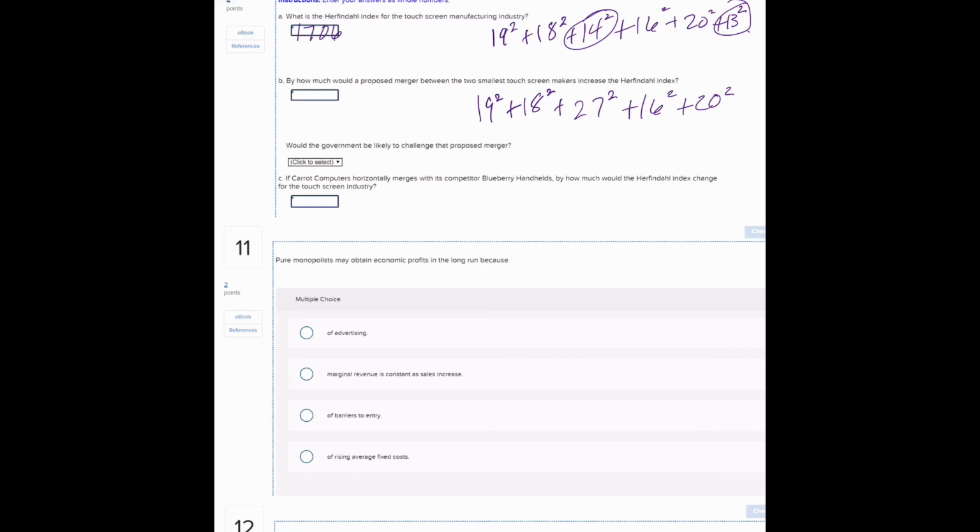And now we're going to have a change in value that brings us up to 2070. And the increase then can be calculated by taking the difference between them, which is going to be 364.